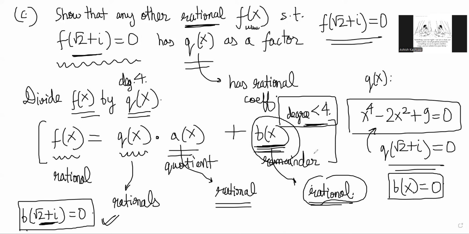Remainder polynomial cannot exist, no? Yes, sir. So then the remainder must be 0, because division is possible, right? Division of f(x) by q(x) is possible. The only thing is that the remainder polynomial cannot be like that. Which means there is 0 remainder, which means that f(x) is divisible by q(x).